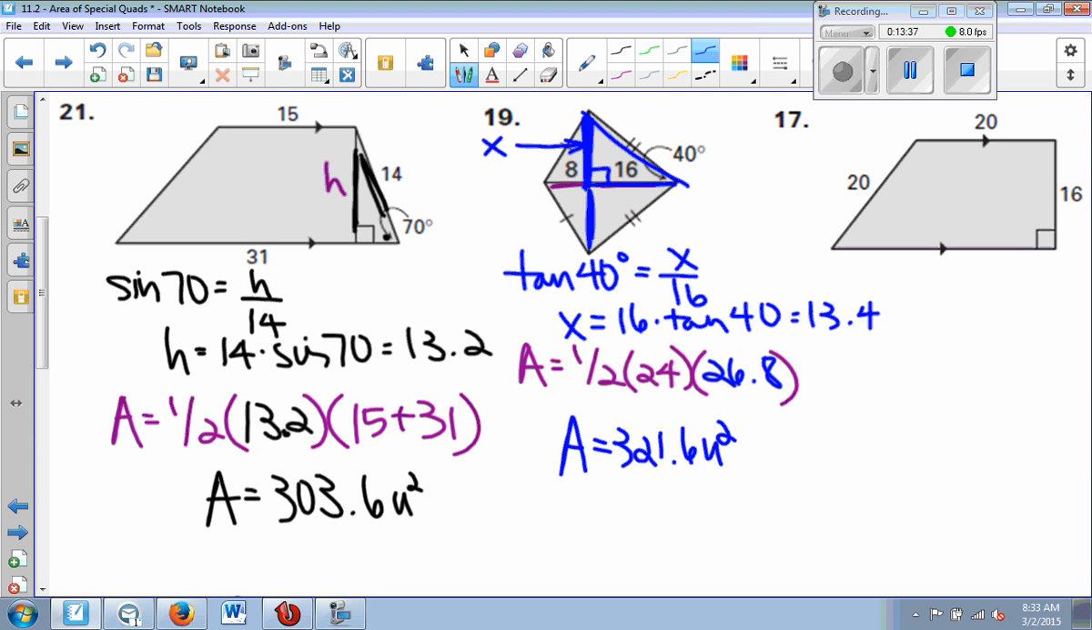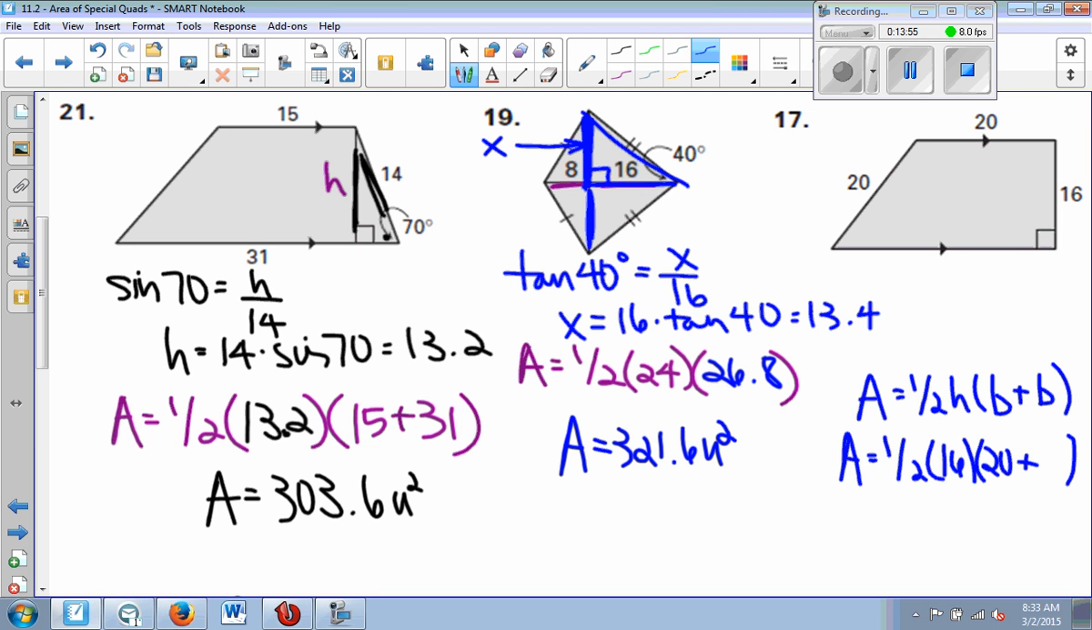In the next problem, it's a trapezoid. So in order to find the area of that trapezoid, we're going to do 1/2 times height times base plus base. So if you look at the problem, the things I know, the height is 16. I know one of the bases is 20. I need to figure out the other base. That base would be right here on the bottom. I know that that's also 16. I know that's a right angle.